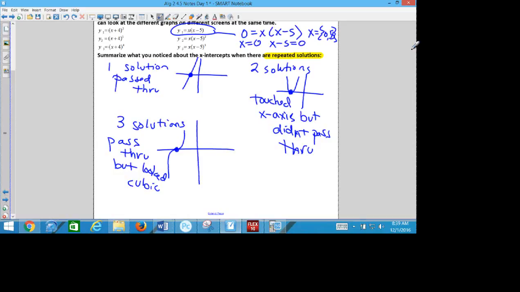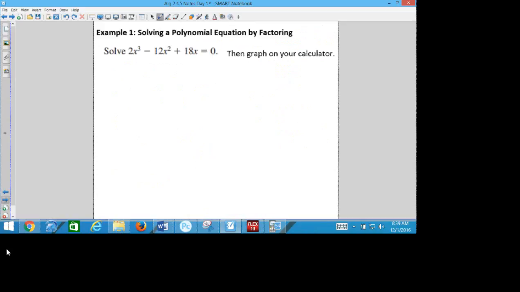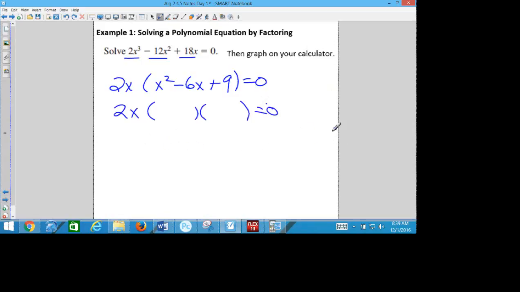All right, so let's do an example. What your homework's actually going to look like. Solving a polynomial equation by factoring. We're going to go ahead and factor this to start. How do we do factoring? What's our first step? GCF. Is there a GCF? All right, so take out that GCF. We have left over x squared minus 6x plus 9. And then what's left is a trinomial, so we factor it by guess and check.